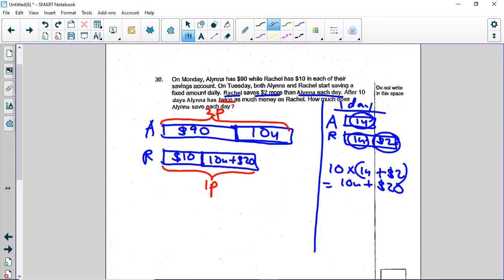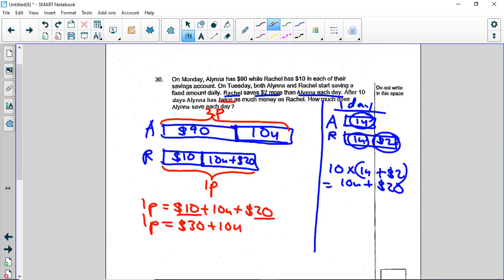Then you look at the model, right? What do you see? Look at Rachel's rectangle. Isn't 1 part the same as $10 plus 10 units plus $20? Do you understand this part? Can you see the big arrow? 1 part is equal to the rectangle on top. Then you need to continue. $10 plus $20 is $30. So that will be $30 plus 10 units. So your 1 part is $30 plus 10 units.